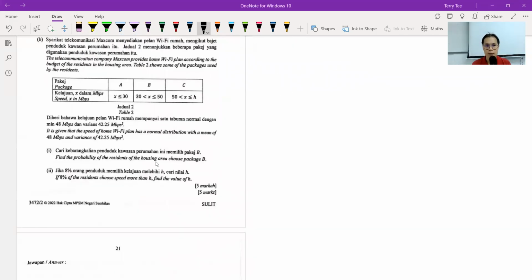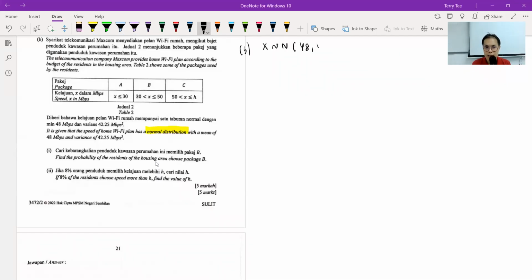Okay, now let's move on to the second part. This is a normal distribution. So how do you know whether it's a normal distribution or not? They will tell you. See, this is normal distribution. They say this telecommunication company Maxcom provides home Wi-Fi according to the budget of the resident given the table. So then you have package A, B, and C. Then you have the speed, and it has a mean of 48, variance of 42.25. So we can say it's a normal distribution.